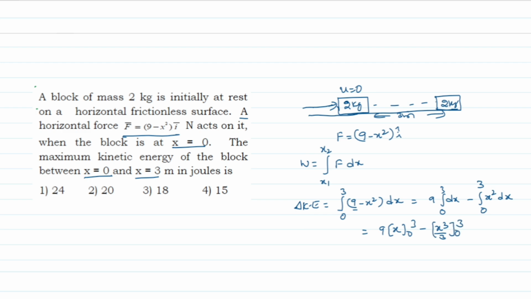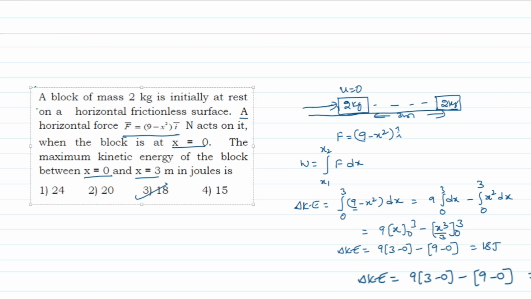So we get 9 into upper limit minus lower limit, minus, substituting 3 as the upper limit, 3 cube, that is 27 by 3, which is 9, minus 0. So 9 threes are 27, 27 minus 9 gives 18 joules. Therefore the change in kinetic energy is 18 joules, which is the correct answer.